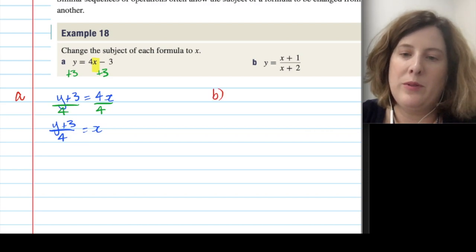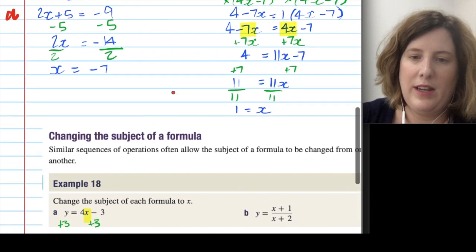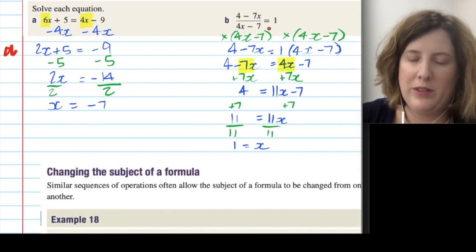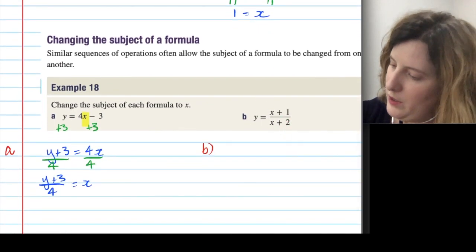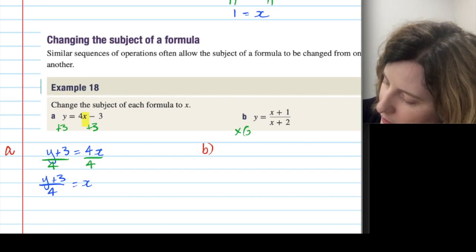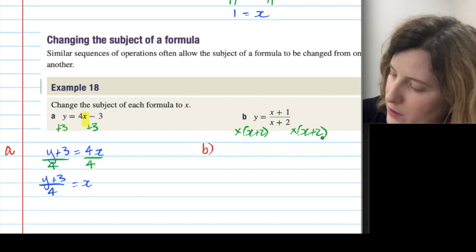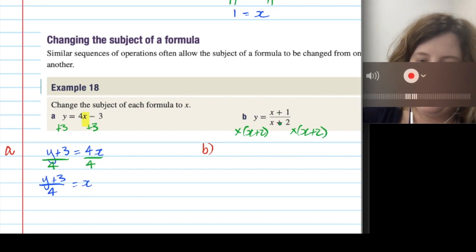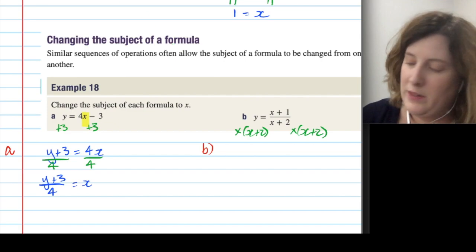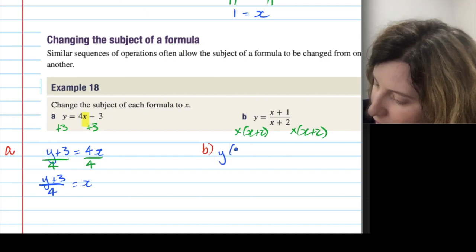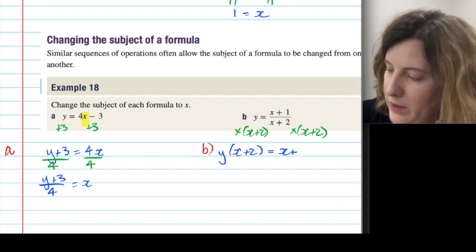Question B. We've got y equals x plus 1 over x plus 2. Now, just like in this above example where we multiplied both sides by what's on the bottom, we're going to do the same here. We're going to multiply both sides by x plus 2. Because on the right hand side, the x plus 2 on the bottom, x plus 2 on the top, they cancel out. On the left hand side, we've got y outside of x plus 2, because it's y times x plus 2 equals x plus 1.